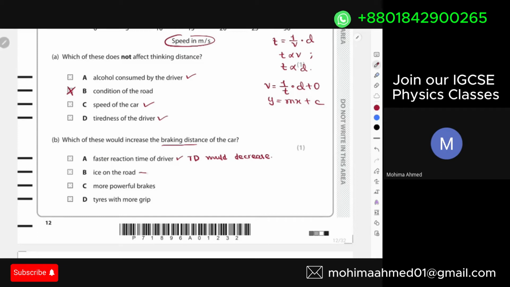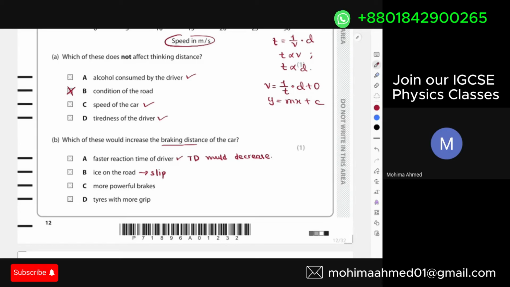Ice on road obviously makes the road slippery. In slippery cases, the cars can slide on the road. Because of sliding on the road, at that point the driver does not have any control over the car, right? So that is an important effect for braking distance, because I cannot stop the car within a short distance at that time.